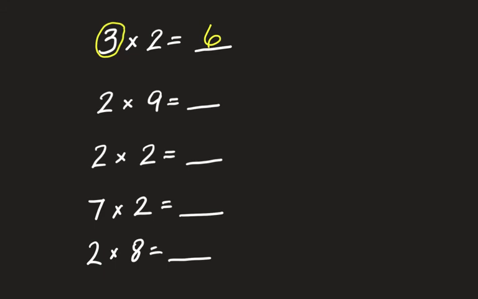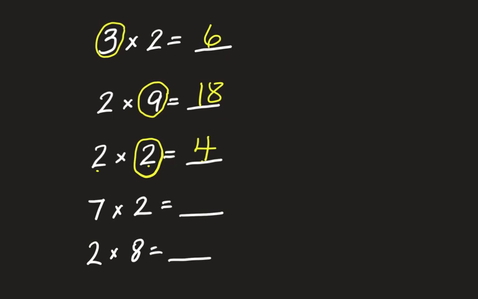The next one says 2 times 9. If 2 is the boss, I take 9, the other factor, and double it. 9 plus 9 equals 18. So 2 times 9 is 18. Here I have 2 times 2, which I could let either 2 be the boss, but I take the other factor, which is also a 2, and double it. 2 plus 2 is 4, so 2 times 2 equals 4.